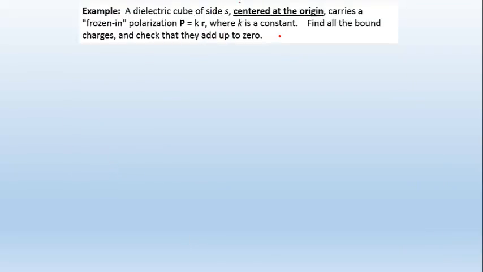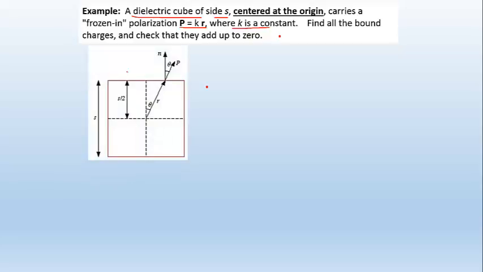Well, let's look at an example of a dielectric cube that is of side S, centered at the origin, and it has a frozen in polarization. So capital P is K times R. K is just a constant. So our job is to find all the bound charges, and then when we have those, we can check that they add up to 0.